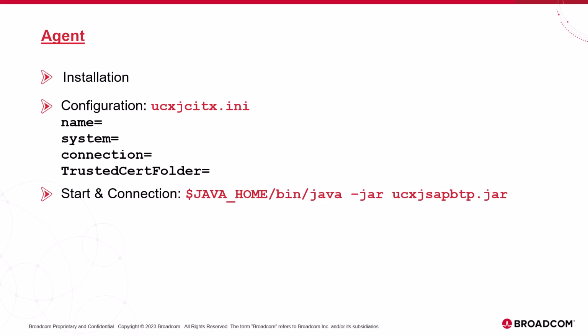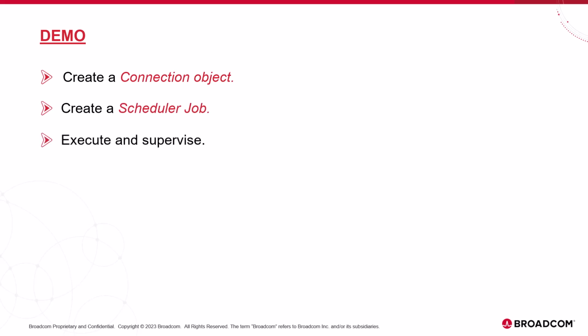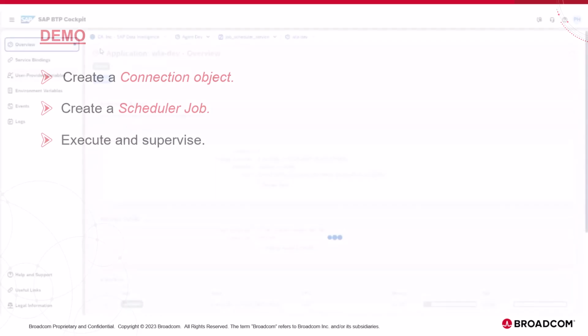The agent connects to AE and deploys the object templates needed to support the integration, the connection object, and the SAP BTP job template. In our demo, we will create a connection object. Once we have established the connection to the SAP BTP environment, we'll create a scheduler job. Finally, we'll execute and supervise the job.